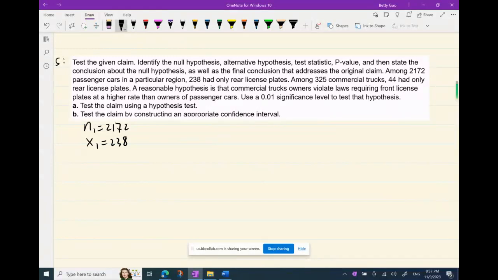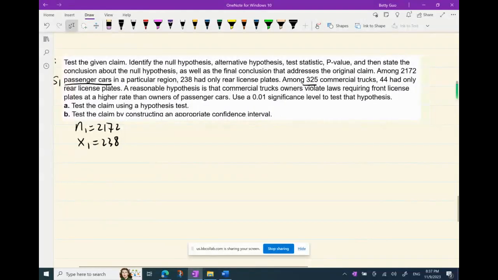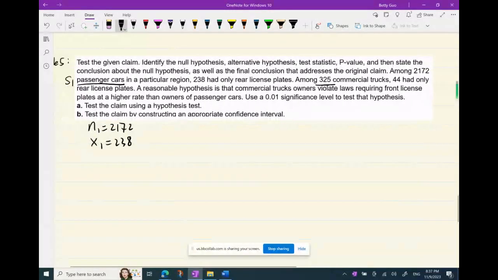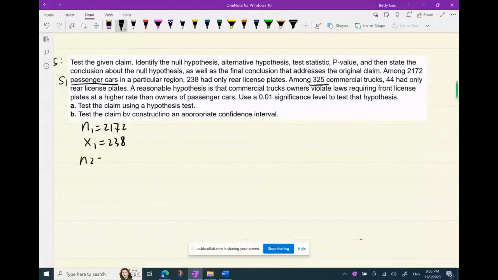So the first sample is passenger cars. The second sample is from the same region, right? But two different types of vehicles. So that's sample 2. That's n sub 2 equals 325, commercial trucks. They are not dependent. I don't think they are related in any way, even from the same region. x sub 2 is 44. That's the information we have.